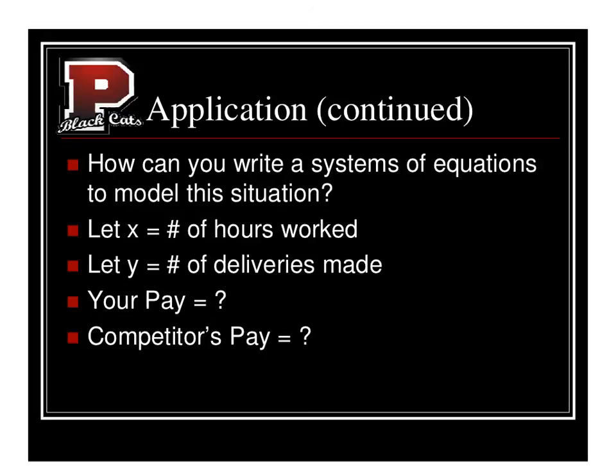Well, so we're going to write this as a system of equations. And what we're going to do is let the number of hours you worked be your x, and we're going to let y stand for the number of deliveries made. So your pay is actually going to be the $9.50 per hour times the number of hours you work. The competitor's pay is the $2 per hour that they work plus the $3 times every delivery that they make.